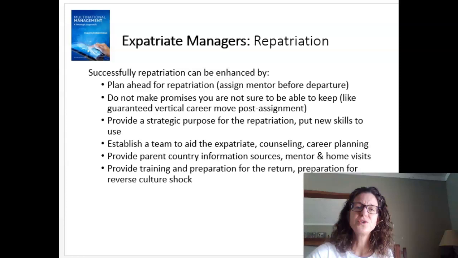Things that multinationals can do to successfully repatriate expatriates is to plan ahead for repatriation. Often multinationals will assign expatriates a mentor in the host country to help people adjust to the culture and society in the host country. Other multinationals include a mentor in their home country as well. The mentor can make sure that the expatriate is not suffering from the out of sight, out of mind syndrome, keep the expatriate informed and connected to what's happening at home, and also make sure that the expatriate's name is mentioned when career opportunities open up.